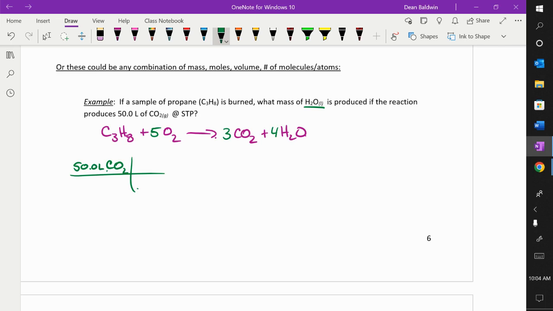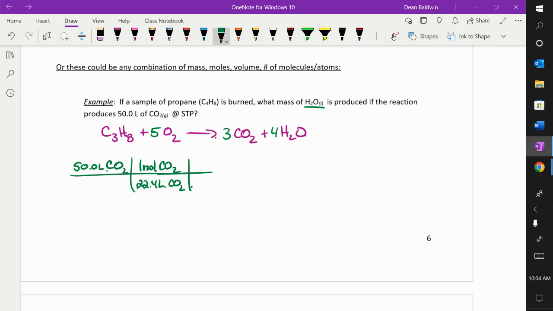Do I want liters of CO2? No, you do not. We want moles. Is CO2 a gas? It is. So what is the conversion factor we're using? 22.4, right? So 22.4 liters of CO2 is 1 mole of CO2. Okay. Now we have moles of CO2.